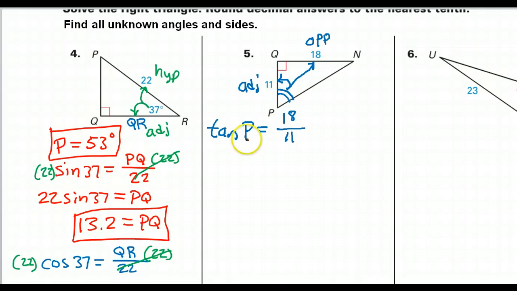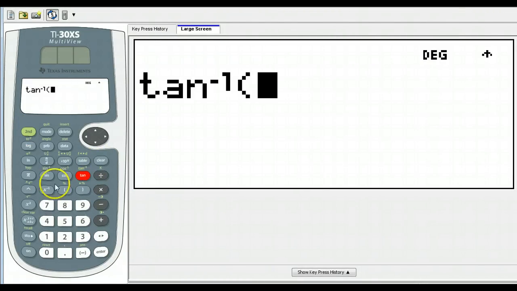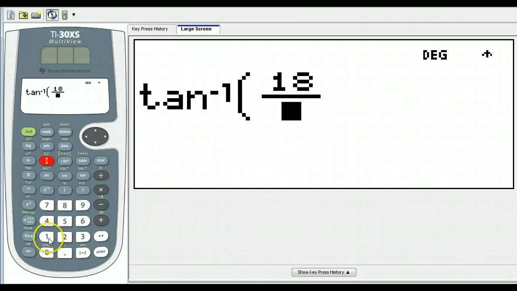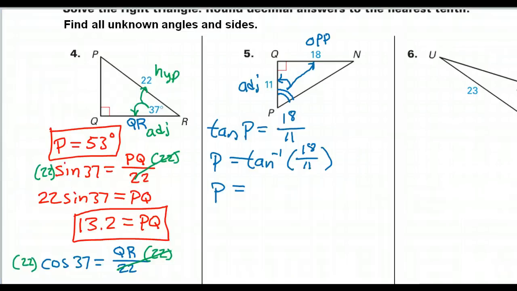We're supposed to find angle P. What is the special thing we use to find unknown angles? We use inverse trig functions to find angles. So we will do inverse tangent of 18 over 11, and that will find angle P. So I can just put this in my calculator. Second tangent, and then 18 over 11. So that is 58.6 degrees. All right, so that's one down, two to go.